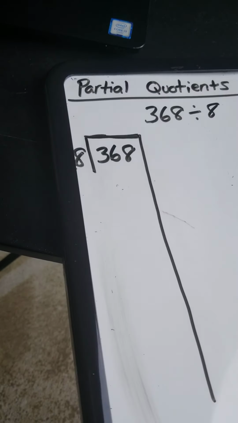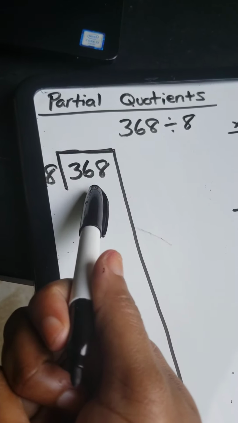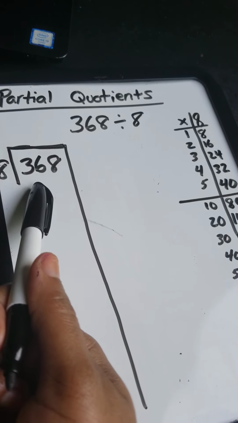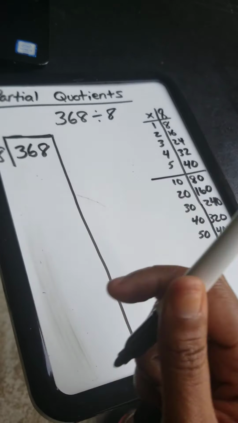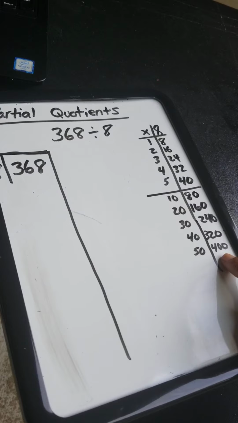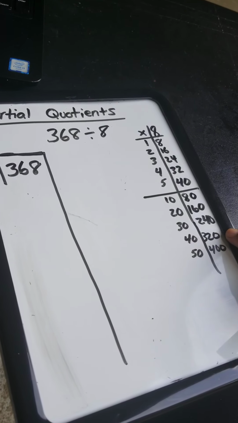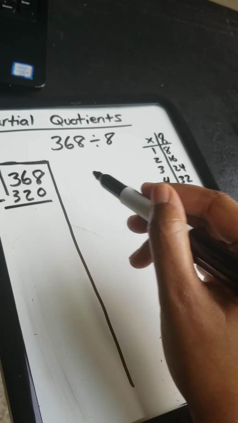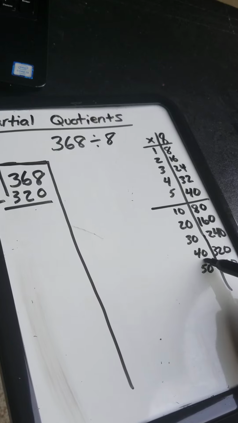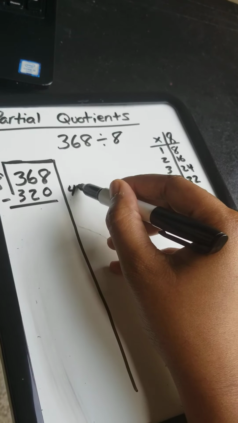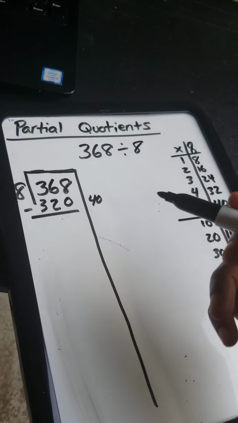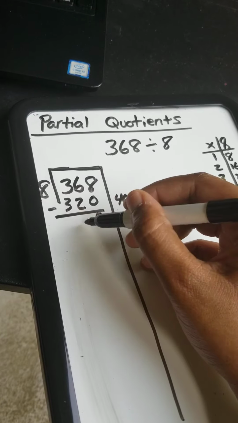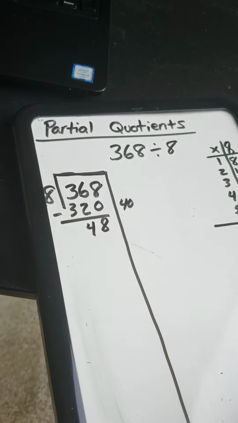All right. Now, I want to get as close to 368 without going over. Is there anything I can get close to 368 without going over? 400 is going to be too much, but I do have 320. 320, your partial quotient is 40. I'm going to write that on the outside. So now let's subtract. 8 minus 0, 6 minus 2, 3 minus 3, 0.